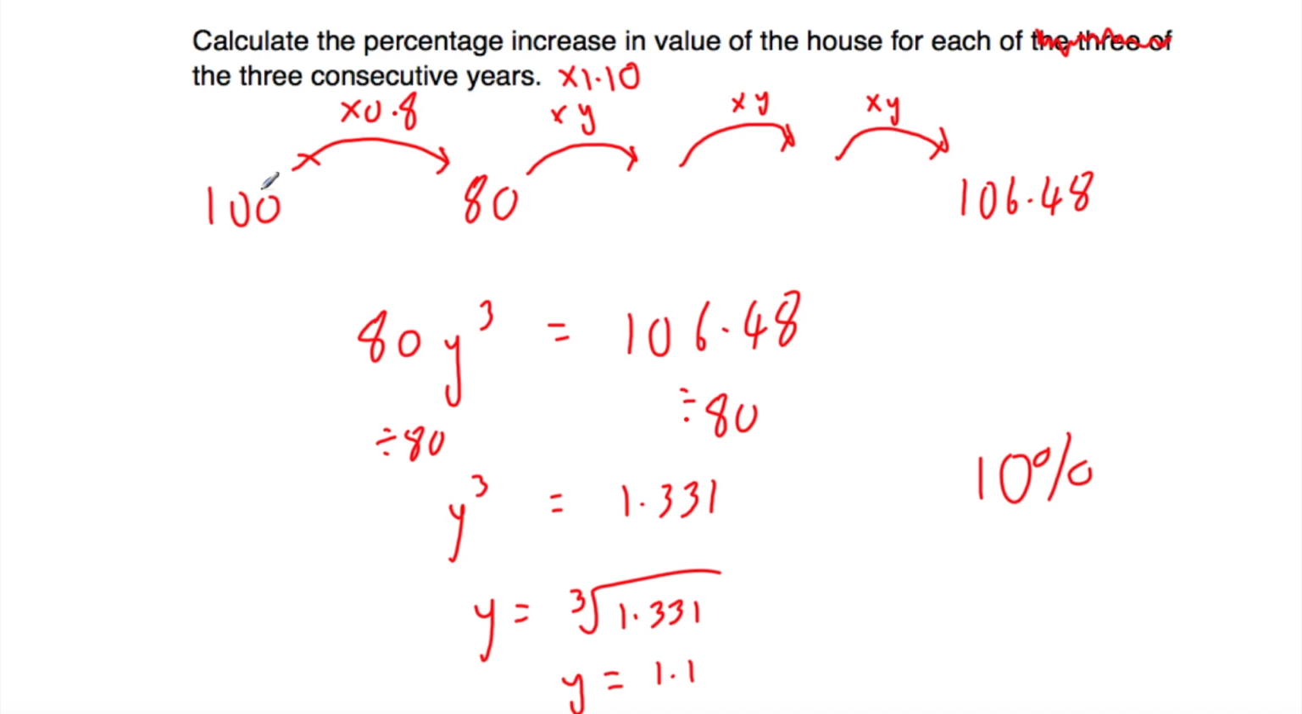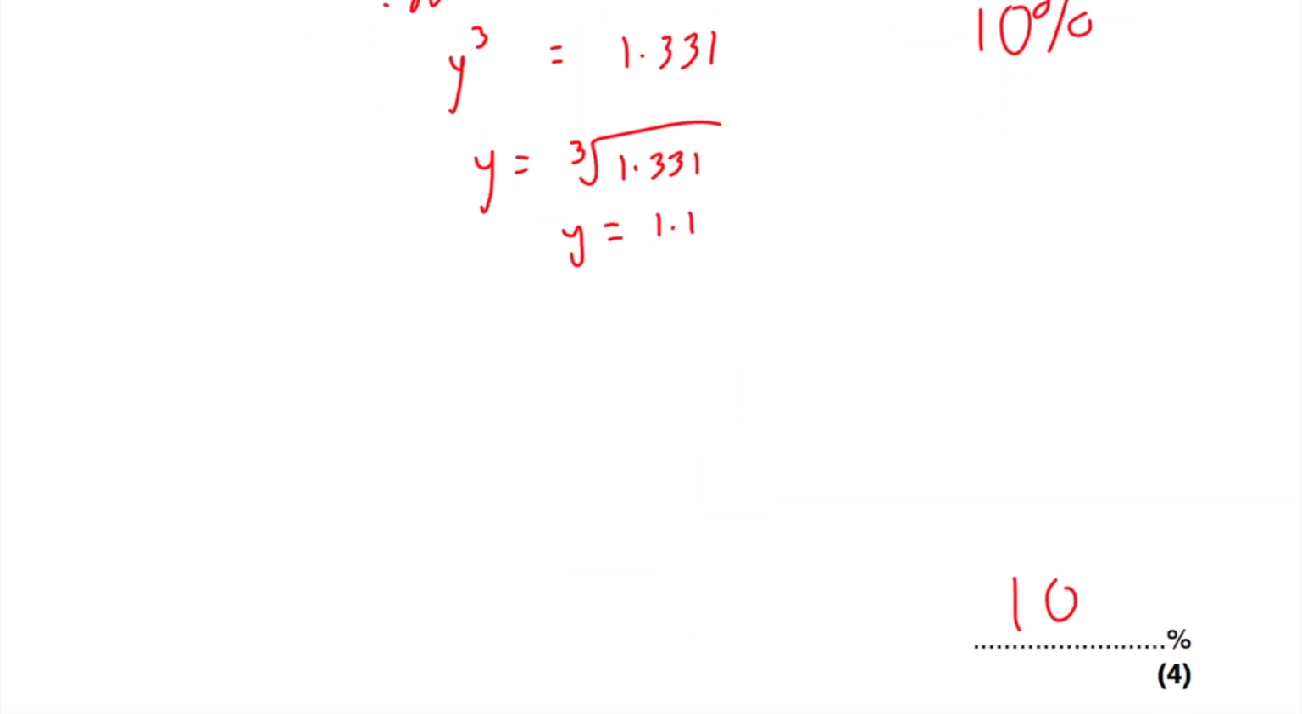And that's it. And you can check it if you start off with 100 and times by 0.8, and then times by 1.1, 1.1, and 1.1, you should get 106.48. And that's our answer, 10%.